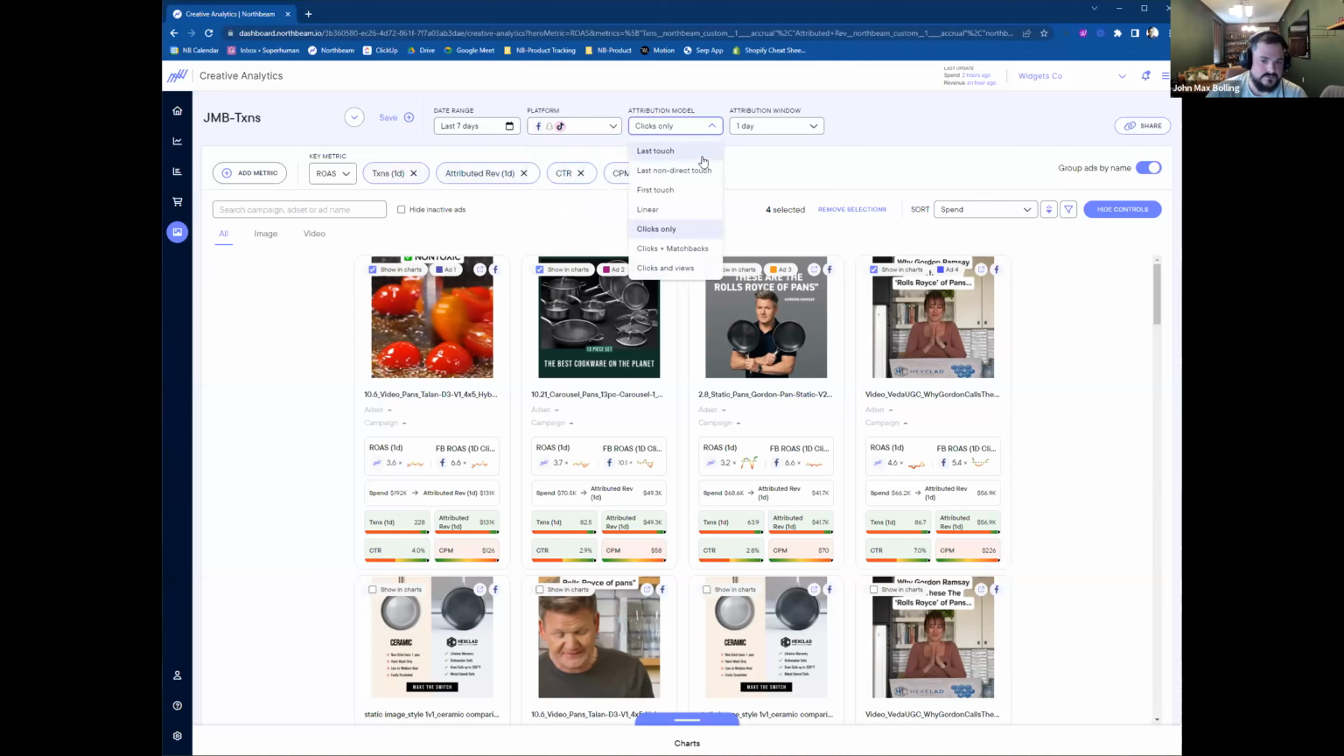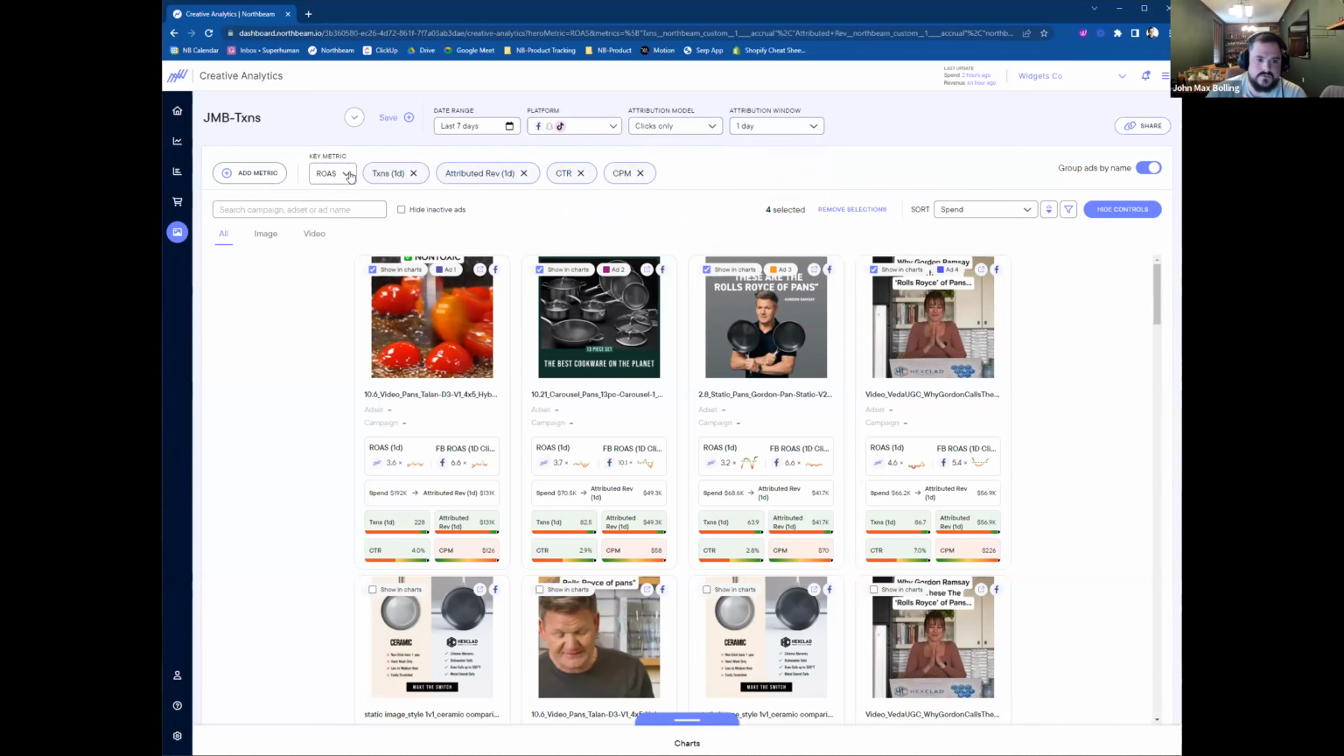You've got your attribution model. These are the models that we offer that you can look at. Clicks only, and clicks and views are proprietary, whereas last touch, last non-direct, first, and linear are your standard models of attribution, and then the window selected that you want to have.